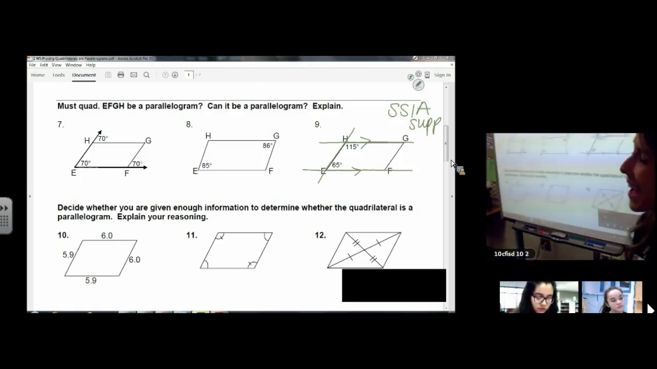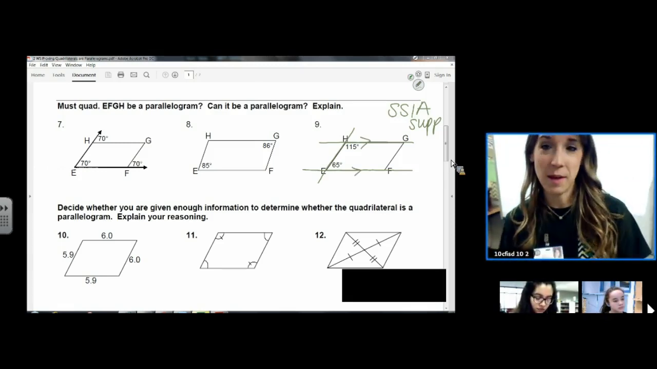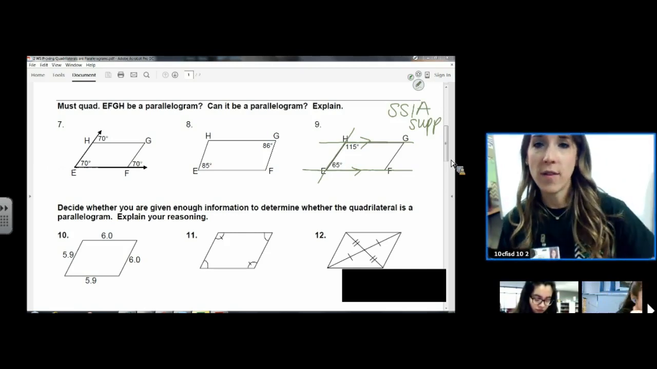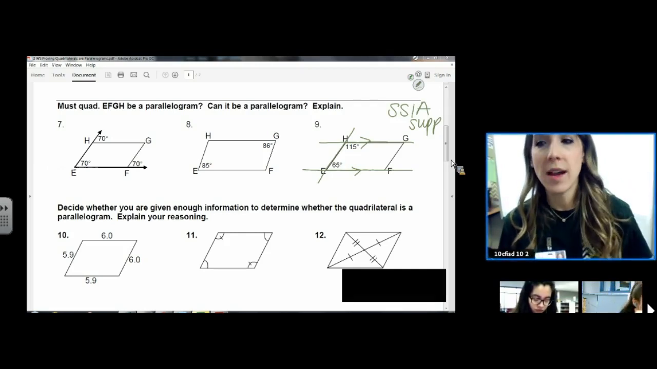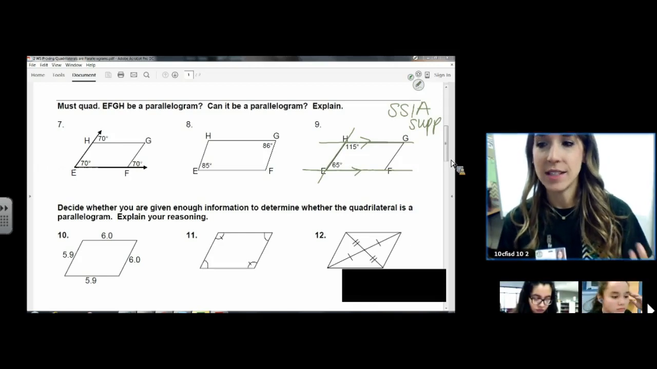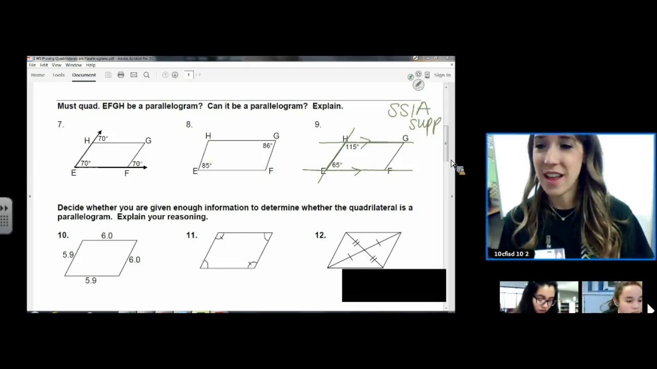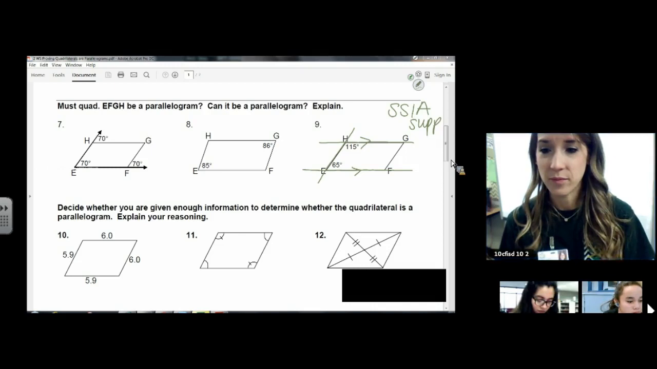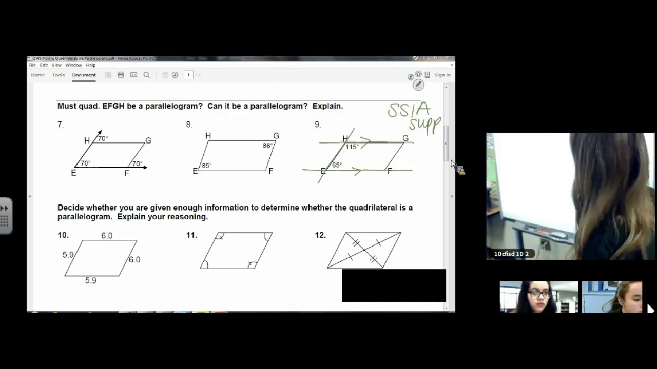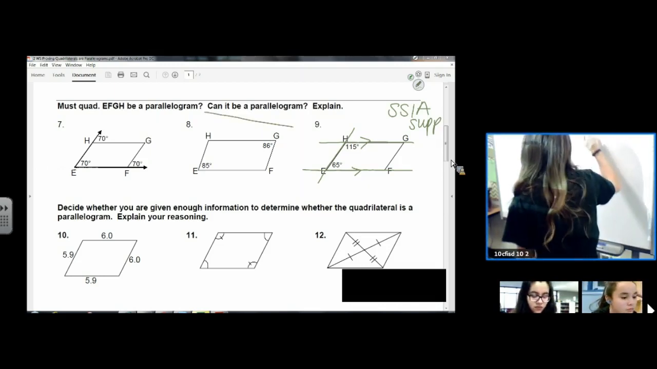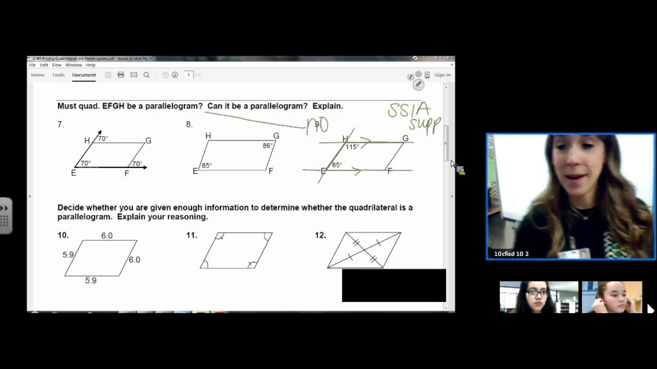So, I don't think I can add anything else to my picture. I have one pair of opposite sides parallel. I have one pair of consecutive supplementary angles, but there's nothing else I can add to my picture. So, I'm kind of stuck. Must it be a parallelogram? Absolutely not.